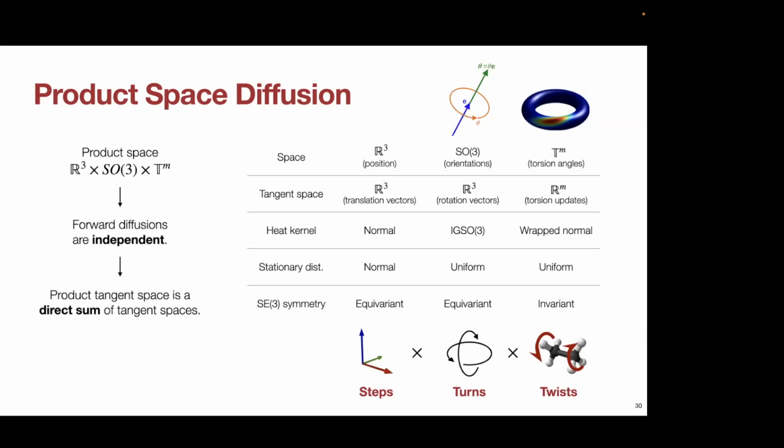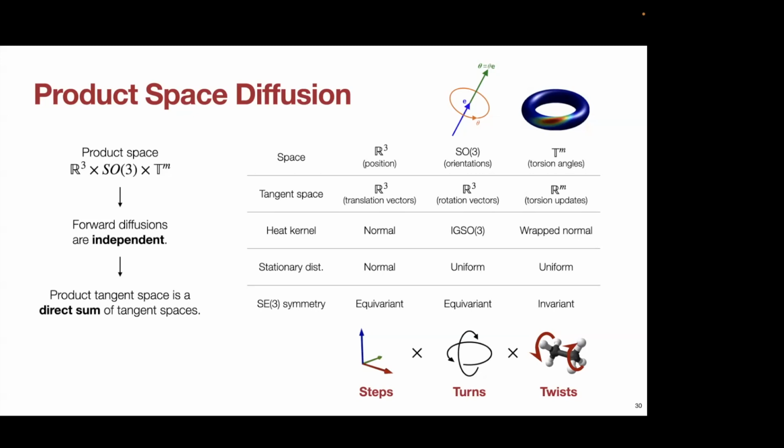In the middle, we have SO3, which is the space of orientations. The tangent space, perhaps surprisingly, or maybe not surprisingly, is also R3. And this corresponds to the space of rotation vectors. Now, what is a rotation vector? If you're familiar with the axis angle parameterization of rotations, a rotation vector is very similar, except that instead of the vector being a unit vector, as in the axis angle representation, the length of the vector is itself interpreted to be the angle of rotation. And the heat kernel and stationary distribution here are also known.